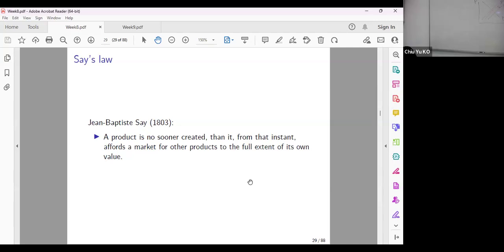Because it can be sold to someone who buys it, and those people with money can spend, right? So that's why supply creates demand. As long as you produce something, it's marketable. Then it's done, right? That is actually the idea of what we call supply side economics.